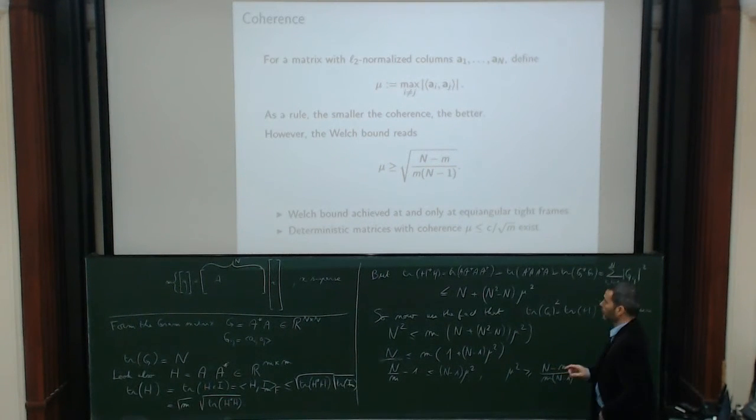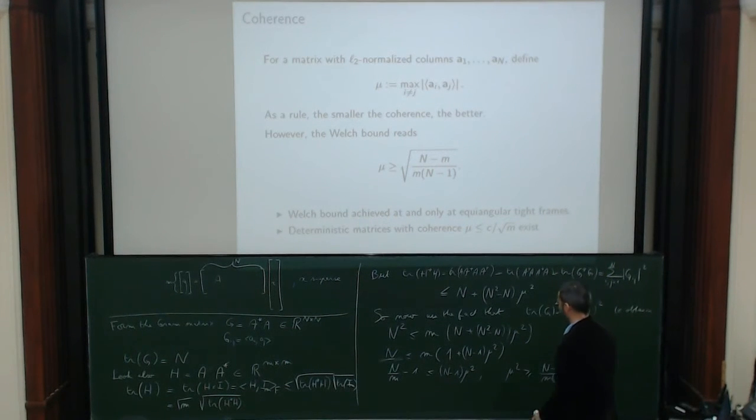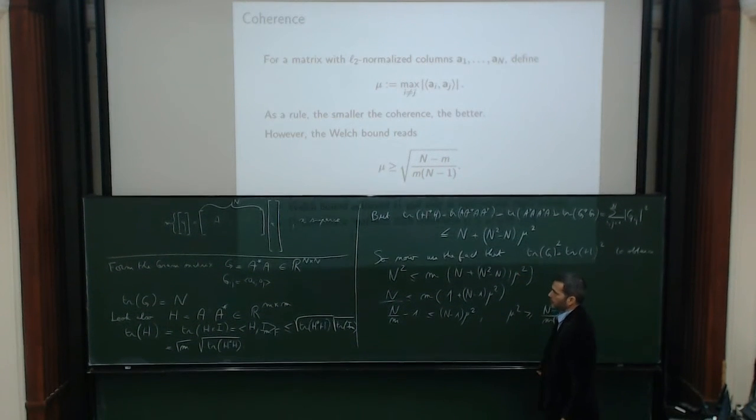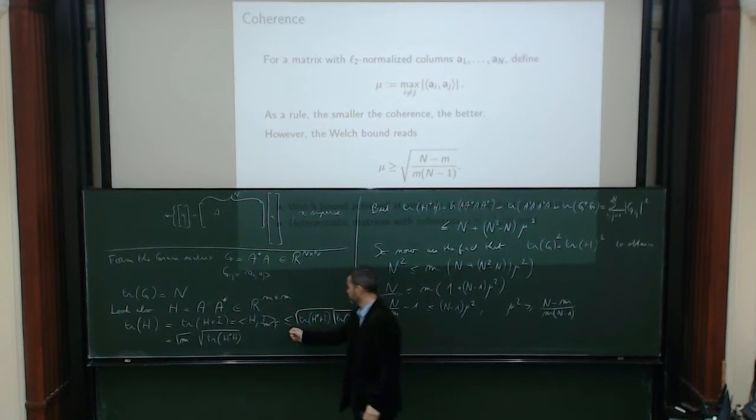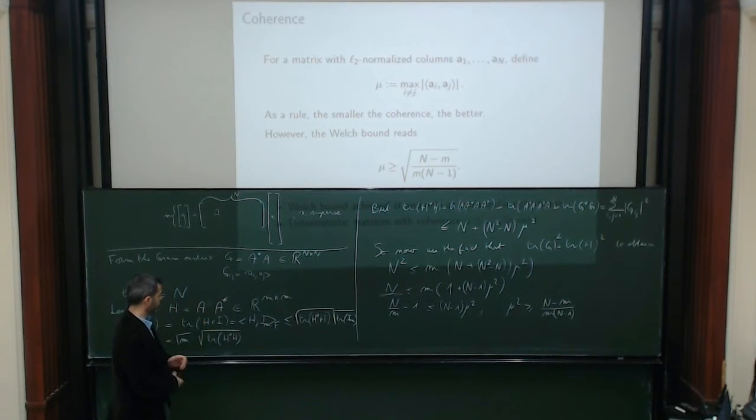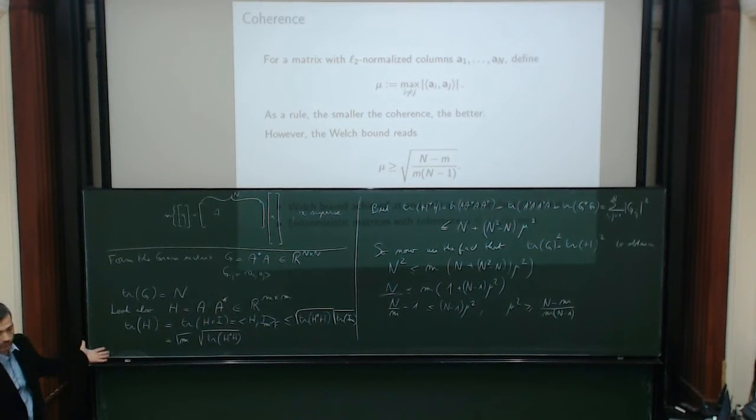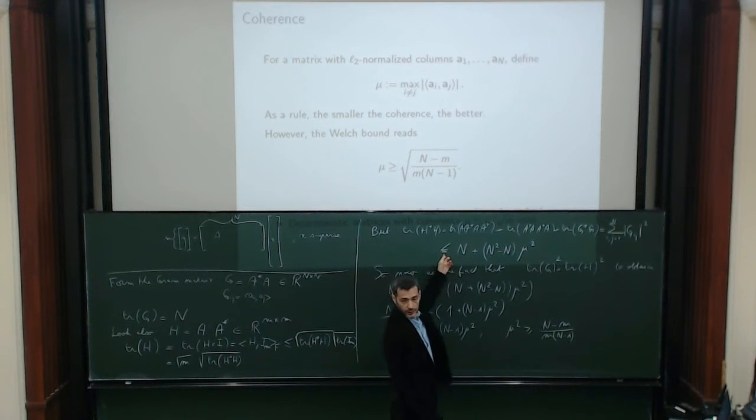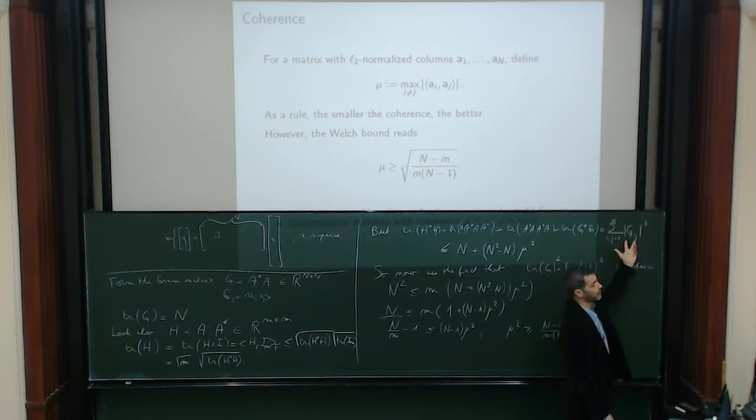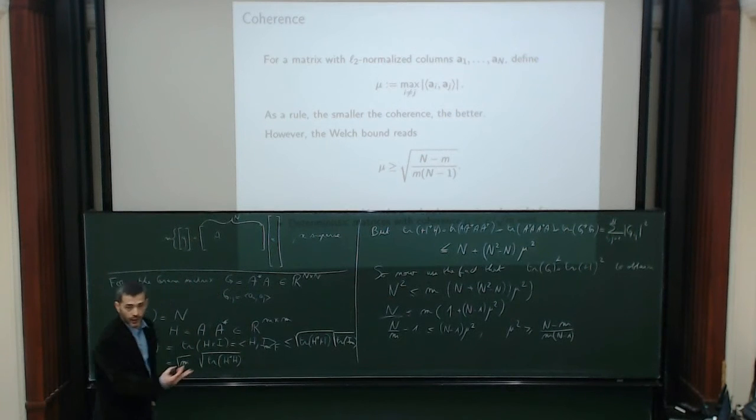If you look at the proof, I said at some point that equality is achieved only for equiangular tight frames. Well, where do we have inequalities here? We have an inequality in Cauchy-Schwarz. So you would have equality in Cauchy-Schwarz if H is proportional to the identity. So that gives you a tight frame, in fact. And you have also another inequality here, which will be an equality if all the entries G_ij off the diagonal, which are the inner products of the columns, are all equal to mu. So equiangular in that case.